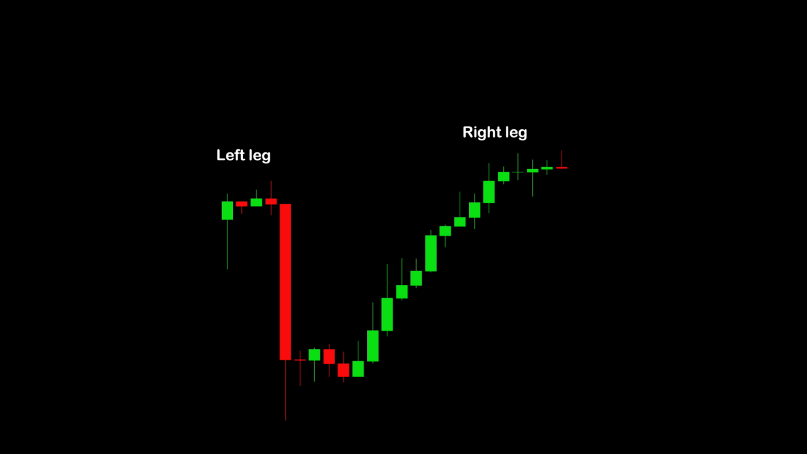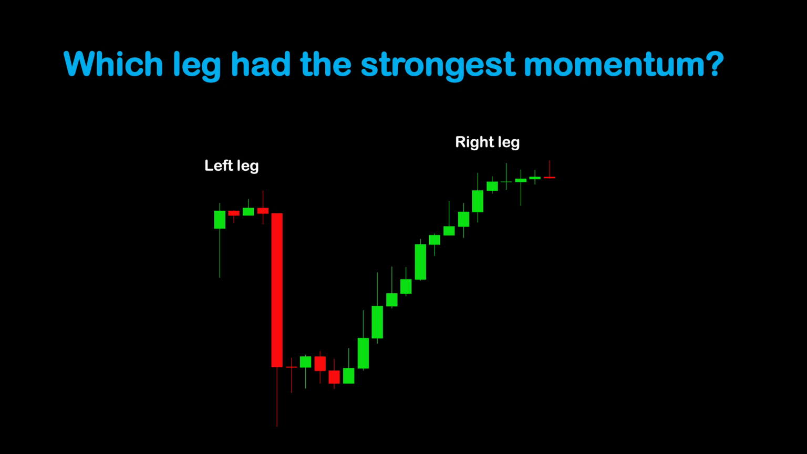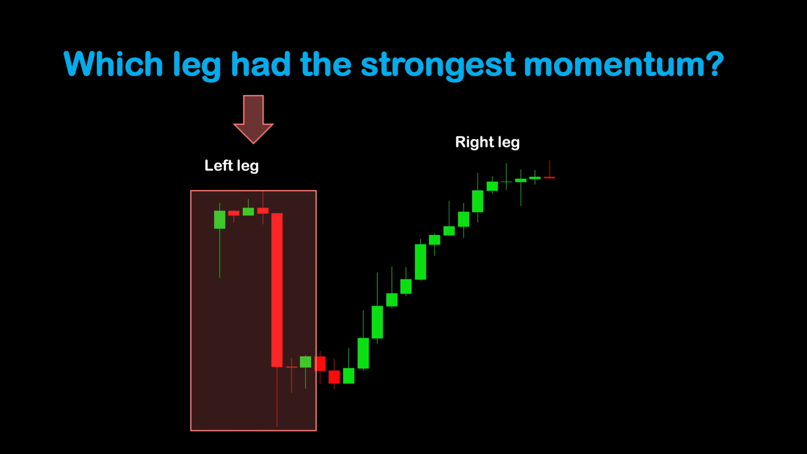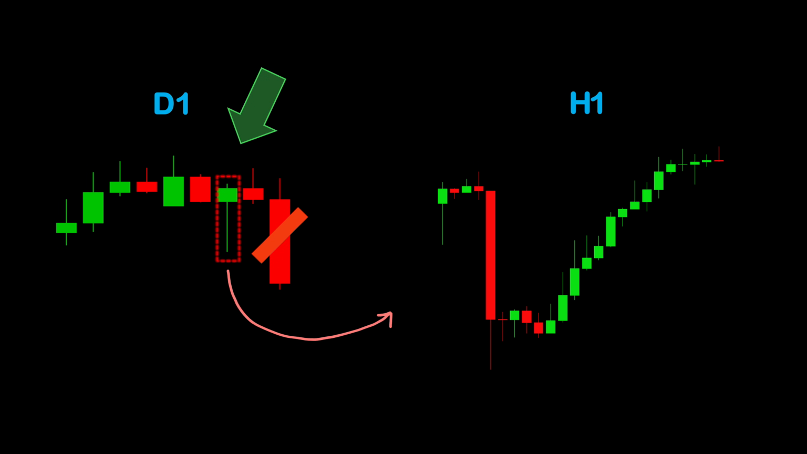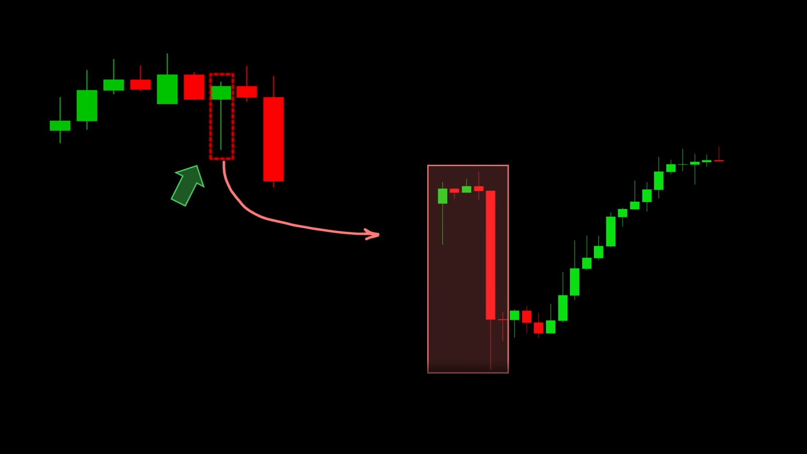So now if I ask you a question, which leg had the strongest momentum? Then the answer would be the left leg, without a doubt. Then this would be the reason why this pin bar candlestick pattern failed. So the important part to take note of is, although this looks like a classic pin bar, the bears showed much stronger control. You will see in a second how the candlestick pattern that worked looks like.